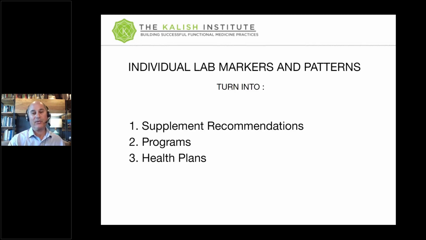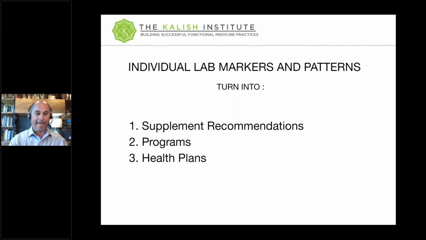Now, individual lab markers or sometimes patterns of lab markers are going to turn into supplement recommendations. Then that supplement recommendation has to get turned into a program. So you're putting multiple supplements together. And then you have to take that program and put it into a health plan. Oh my gosh, so much to say about this one. But the entry level is just knowing, okay, homovanillic acid high, or let's say low, means that the person is low in dopamine. I need to give them tyrosine.